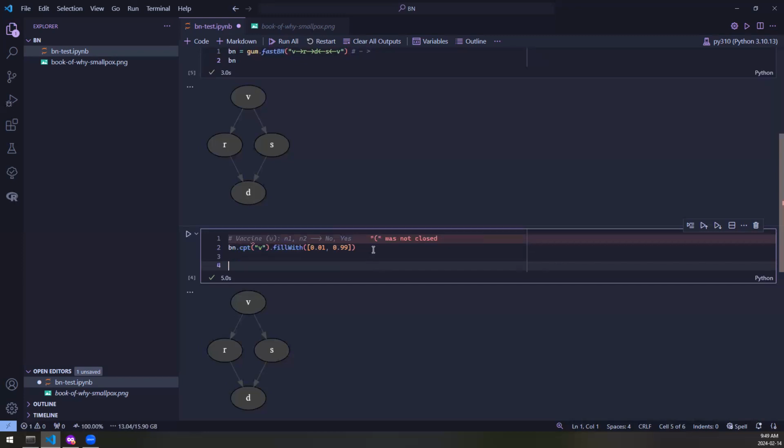The second CPT is the reaction node. I'm just going to copy the first part over here to speed up a little bit. This is the reaction variable, and we should specify it, of course. I'm going to use it in a different way, because reaction is a child node of vaccine. So for reaction we have two possibilities: one is vaccine true, and another is vaccine false.